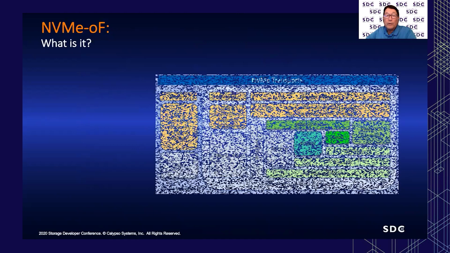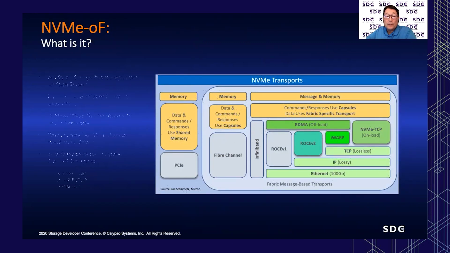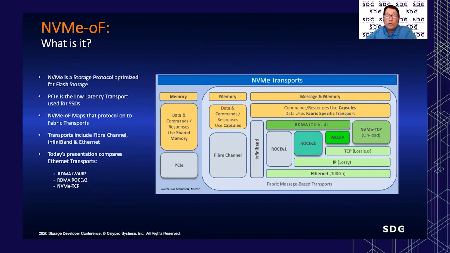So, NVMe over Fabric, what is it? Here, we can see an illustration of NVMe over Fabric. NVMe is a storage protocol optimized for flash storage. If you look on the left, you can see that PCIe is the low latency transport used for SSDs. NVMe over Fabric maps that protocol onto Fabric transports. On the right, in the gray box, you can see Fiber Channel, InfiniBand, and Ethernet. Today's presentation will compare Ethernet transports for RDMA iWARP, RDMA RoCEv2, and NVMe TCP.